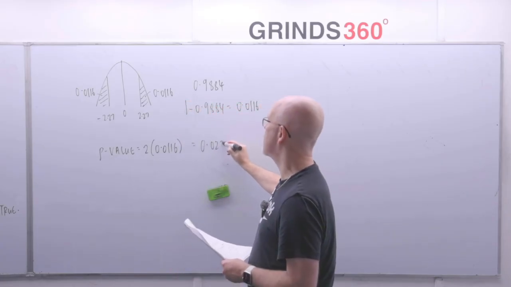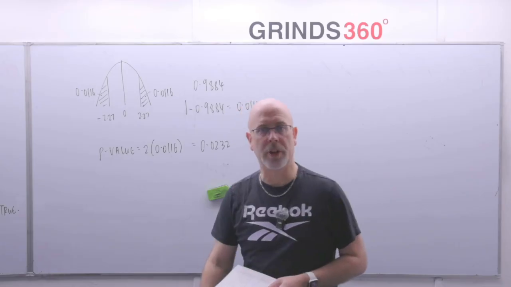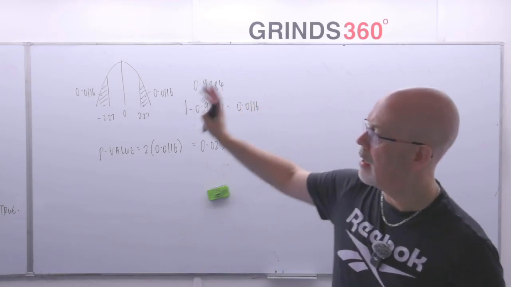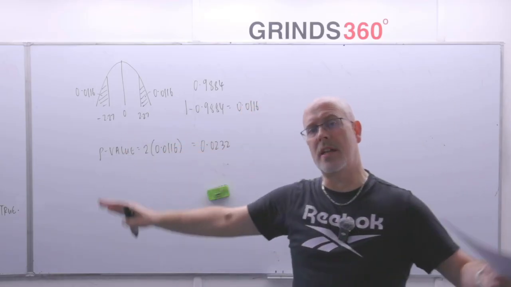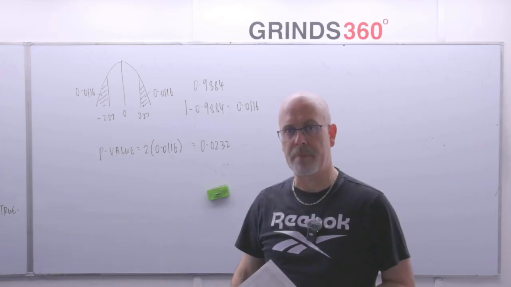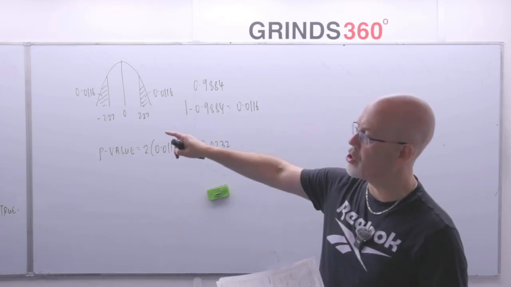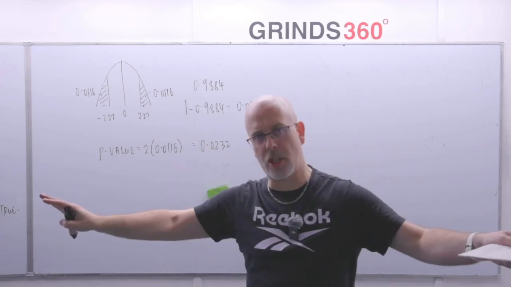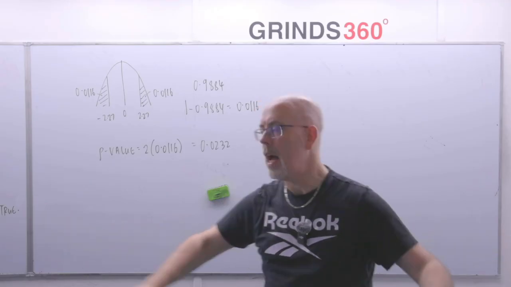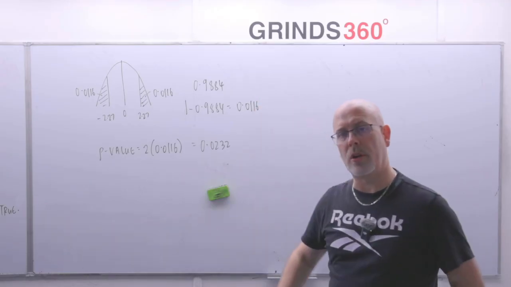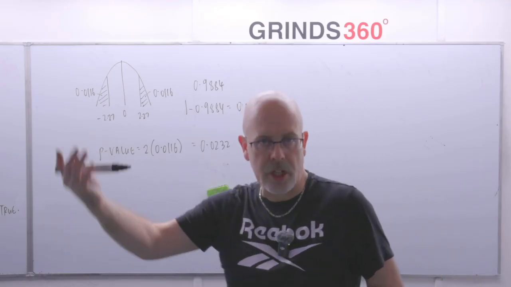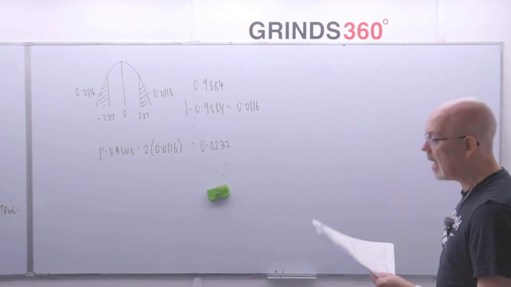And again, unsurprisingly, that's below 0.05. So because the 1500 hours is outside the 95% confidence interval, our Z value of minus 2.27 is outside the range plus or minus 1.96, and our p-value is below 0.05. The three things that would lead to rejecting H0. And explain what that means.